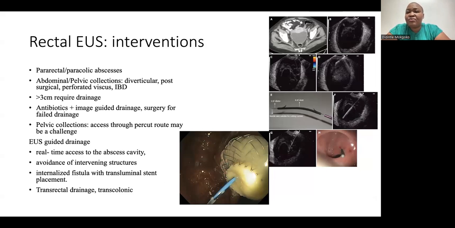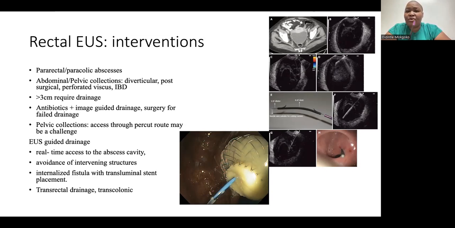The biggest field where we've been able to really use rectal endoscopic ultrasound for interventions is being able to drain pararectal or paracolic abscesses, paracolic in the proximal or distal sigmoid, or higher up in the rectum, and pararectal really lower down. Abdominal pelvic collections can occur from a variety of etiologies, but most commonly post-surgical, post-perforation of a viscus, and diverticular abscesses.